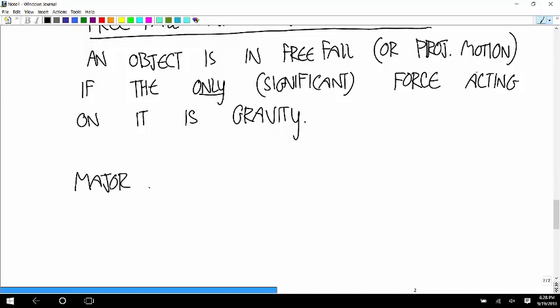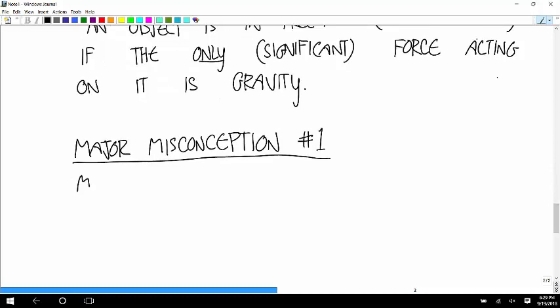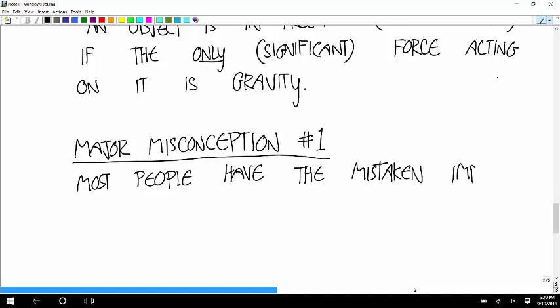Major misconception number one. Most people have the mistaken impression that gravity makes heavy things fall faster than light things.